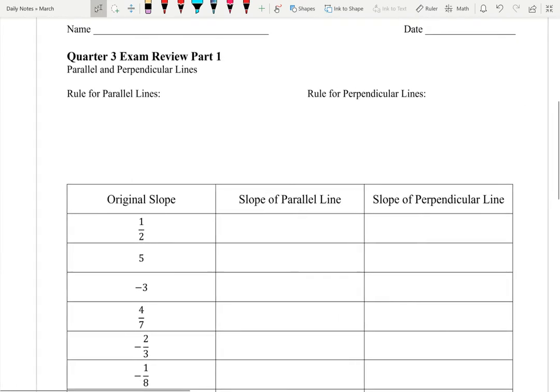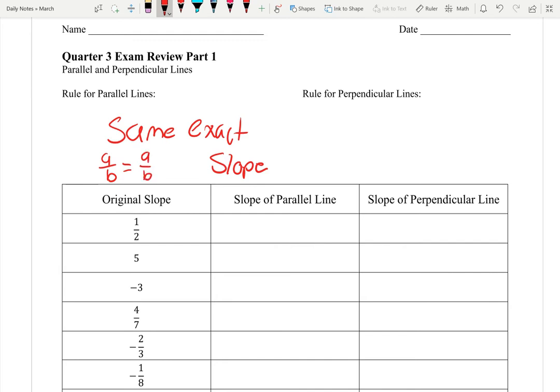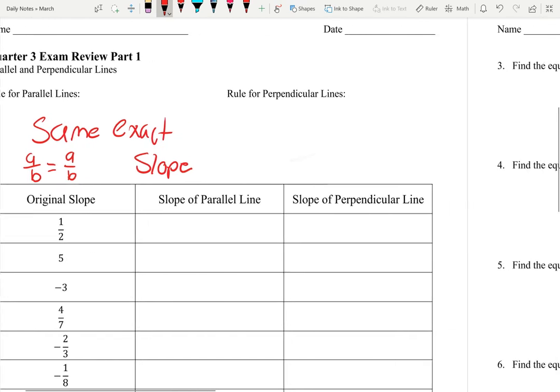Rule for parallel lines. Parallel lines are, of course, lines that have the same exact slope. Meaning if one slope is a over b, the other slope is a over b. Or, for example, with numbers, if one line's slope is 2, the other line's slope is 2. Or if it's 1/2, the other line's slope is 1/2. The exact same slope.